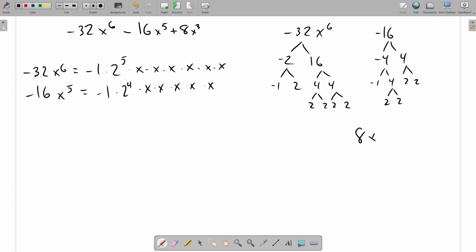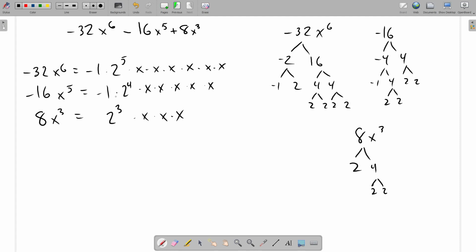And 8x cubed, well 8 can be 2 times 4, and 4 can be 2 times 2. So 8x cubed can be 2 cubed times x times x times x.